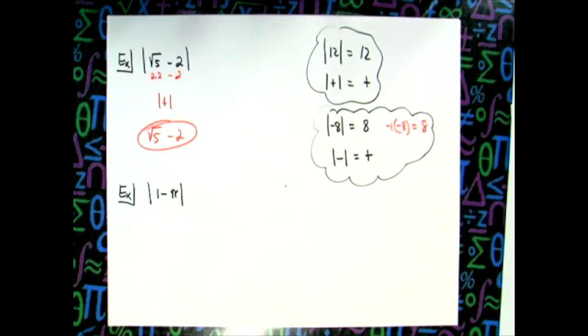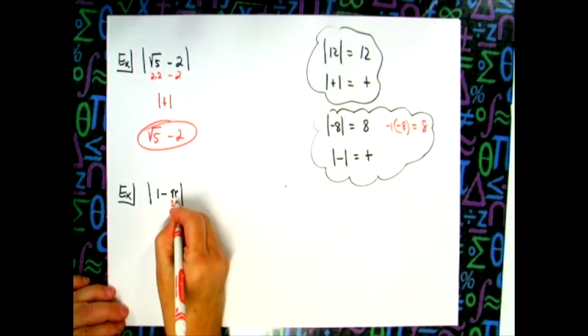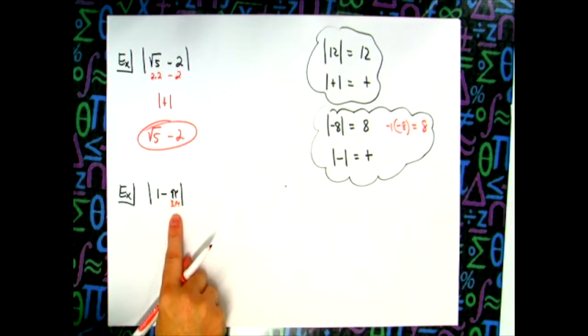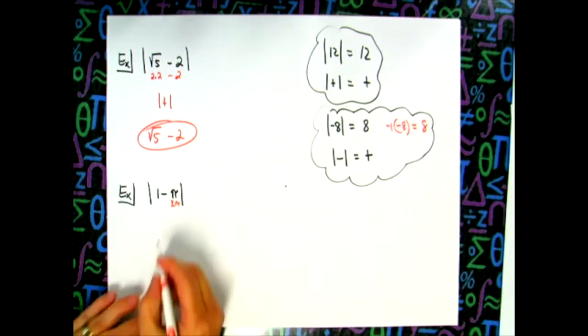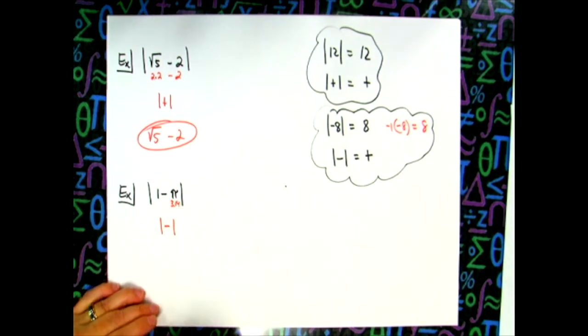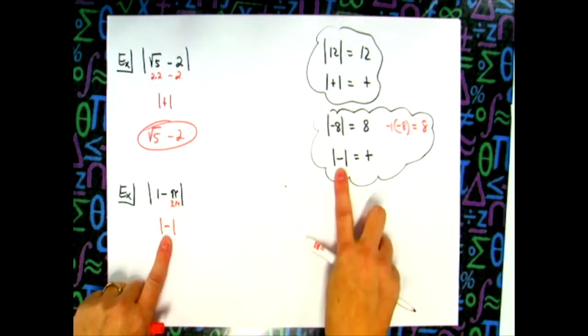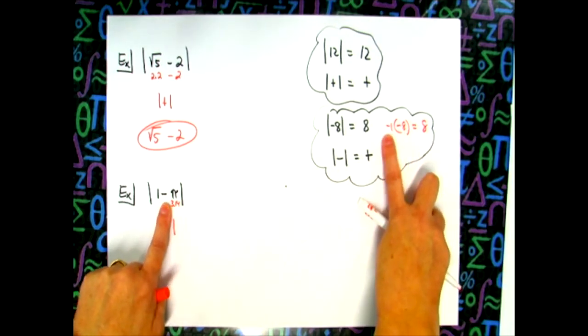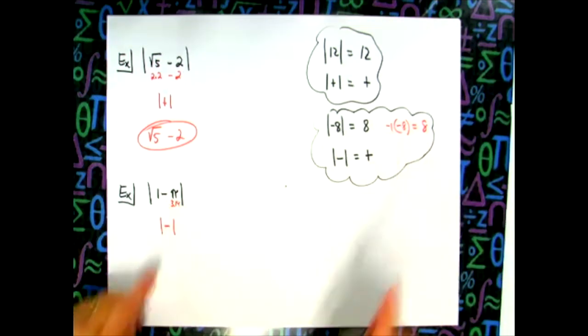Well, we all know what pi is, right? Pi is 3.14. So if I do 1 minus 3.14, is that a positive number or negative number? It's going to be negative, right? So I'm trying to take the absolute value of a negative number. Anytime I take the absolute value of a negative number, I take what's inside the brackets and I multiply it by -1. And it's going to give me the right answer.